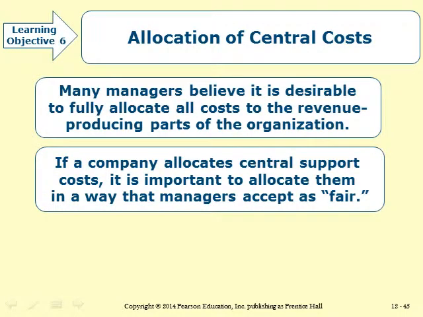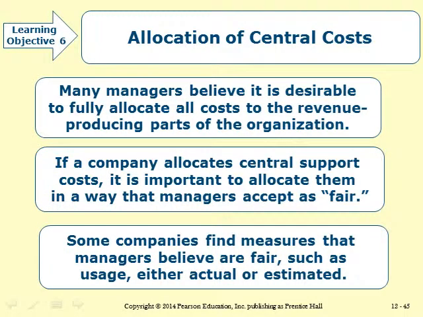So many managers believe it is desirable to fully allocate all of the organization's costs, including central corporate support costs, to the revenue-producing or operating parts of the companies. Such allocations are not necessary from a financial accounting viewpoint and usually not useful as management information. For this reason, we do not consider central costs to be a part of the value chain in this text, and we generally recommend that companies not allocate these costs.